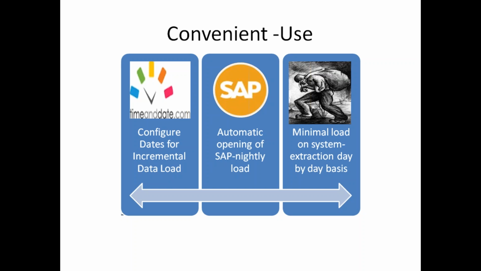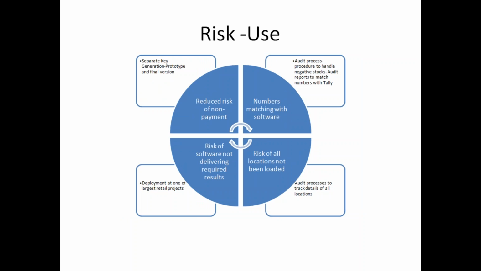Now you can configure the dates for the incremental data load, which we will show you. You can do the nightly load from SAP or other ERPs, or you can do a real-time load. Once the real-time load happens, the system does not get stuck. On the risk side, you have audit processes to handle negative stocks. If you have multiple locations, you can handle audit processes for all of them.